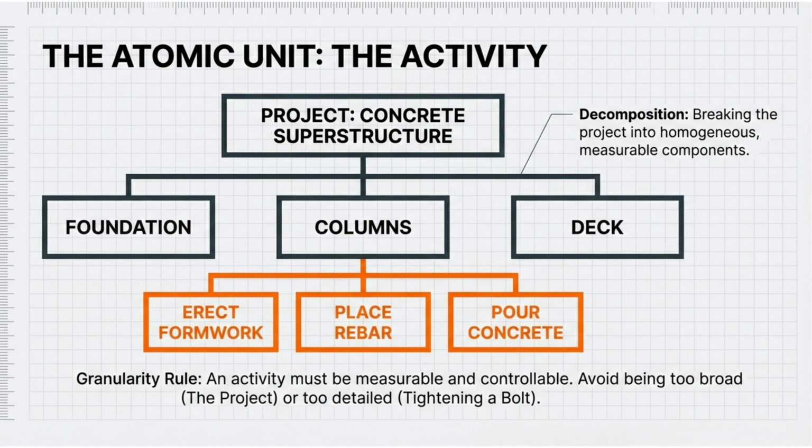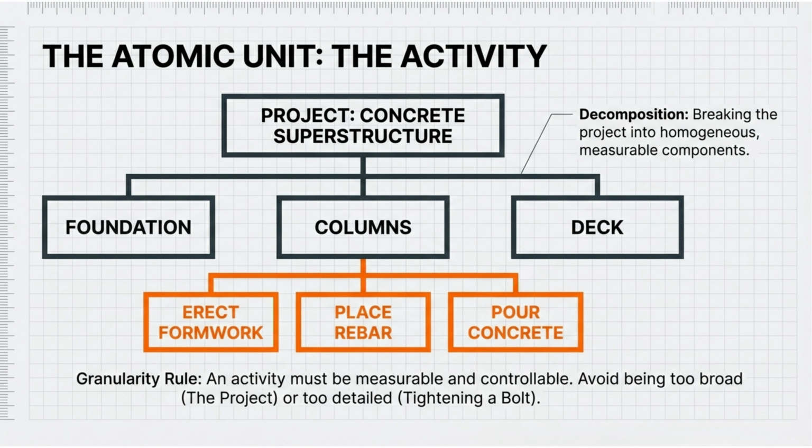Right. History lesson over. Now, we build things. And the first thing to understand when constructing any Gantt chart is, what are you actually scheduling? The answer is activities. Activities are the atomic units, the fundamental building blocks of your schedule. But here's where people go wrong. An activity must be the right size. Look at the example here.